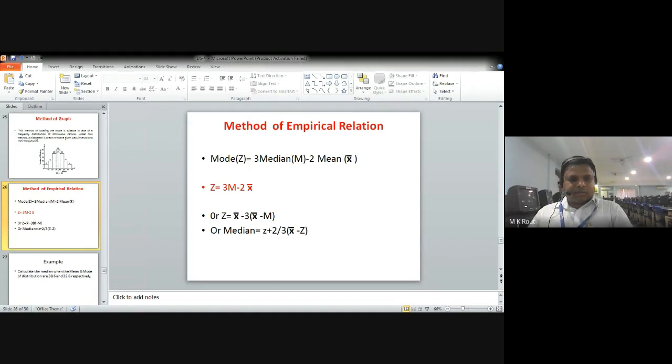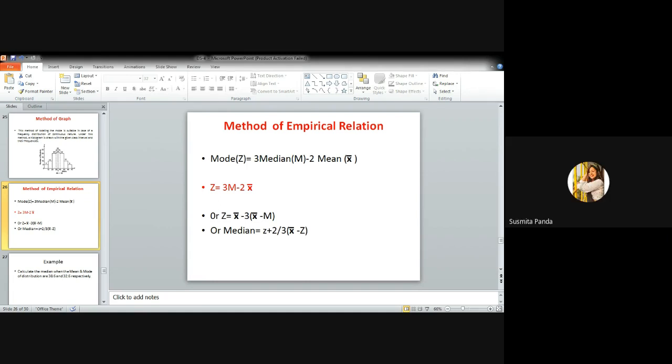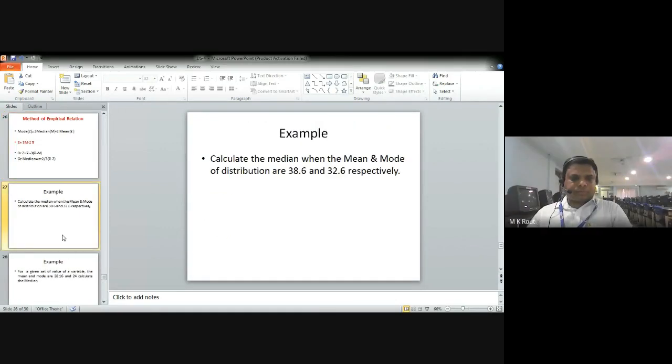Is it finished? Yes, sir. Okay. Move to the example. Calculate the median when the mean and mode of a distribution are 38.6 and 32.6 respectively. I repeat, calculate the median when the mean is 38.6 and the mode is 32.6.